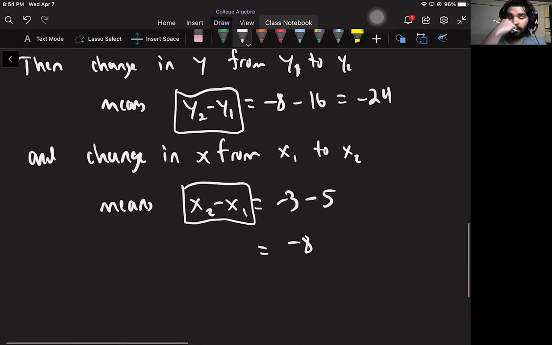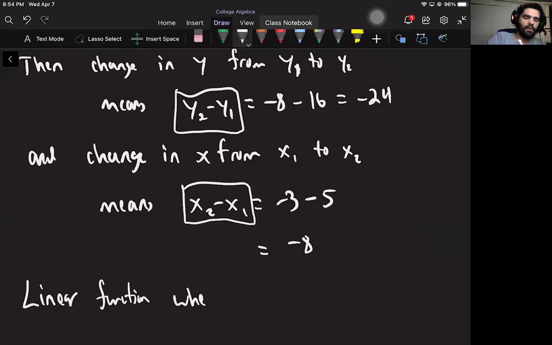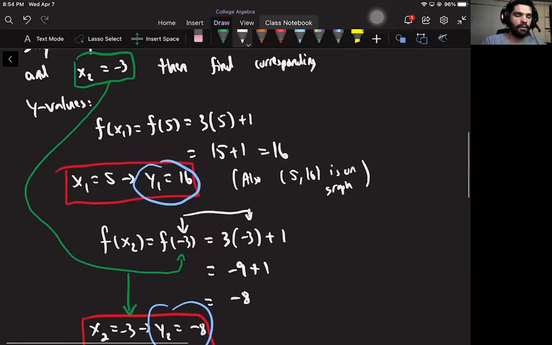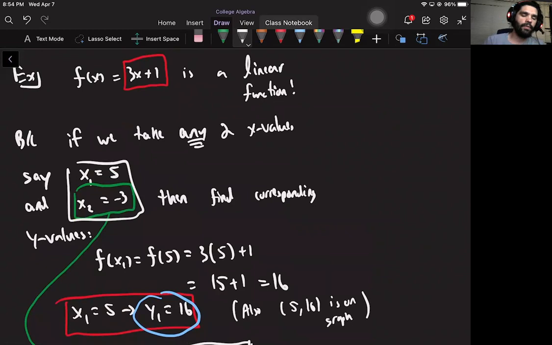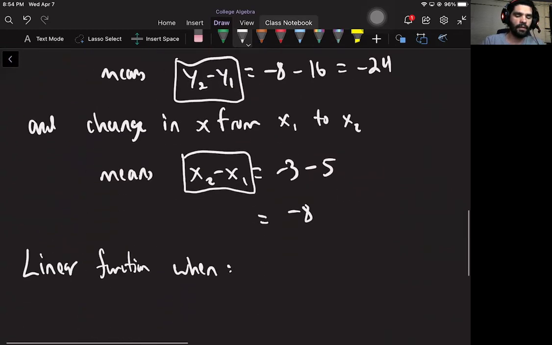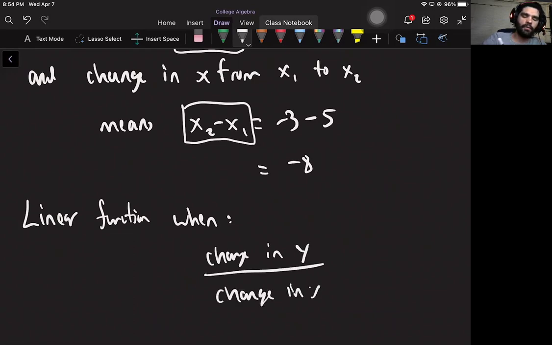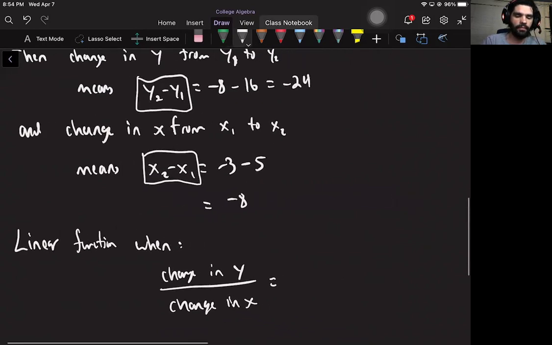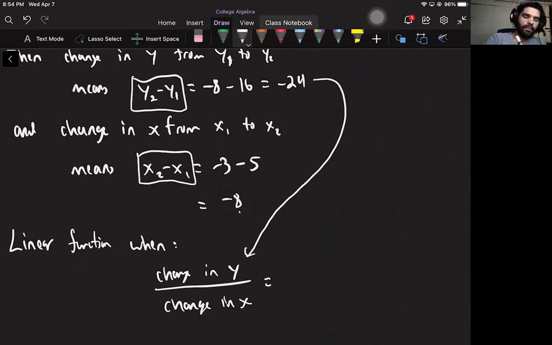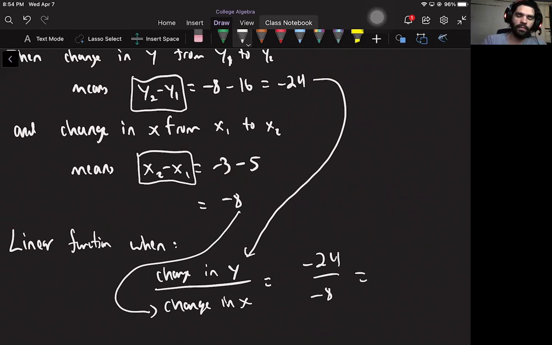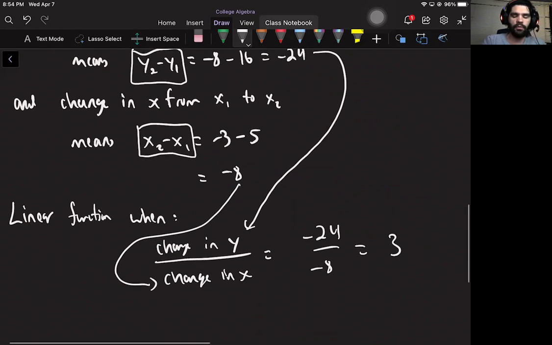So then what this linear function property says is that no matter what 2 numbers I started with, in this case 5 and -3, if I pick something else, no matter what, I'm going to get the same answer when I do change in y over change in x. Whatever number I get will always be the same. So here, this is -24, this is -8. -24 over -8 is, negatives cancel, 24 divided by 8 is 3. 3 goes into 24 8 times.